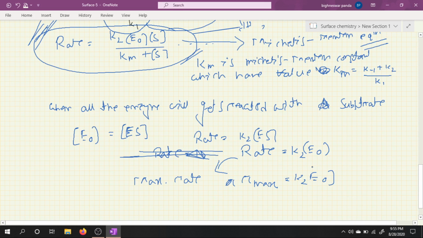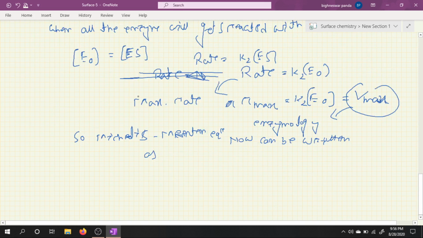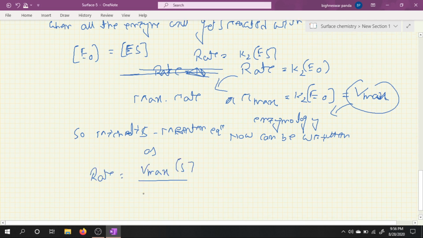So the Michaelis Menten equation can now be written as, in terms of K2 E naught equal to Vmax, the rate is equal to Vmax S divided by Km plus S.